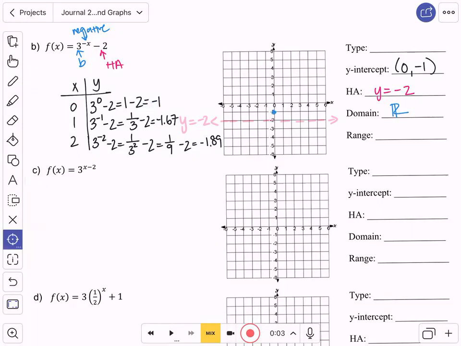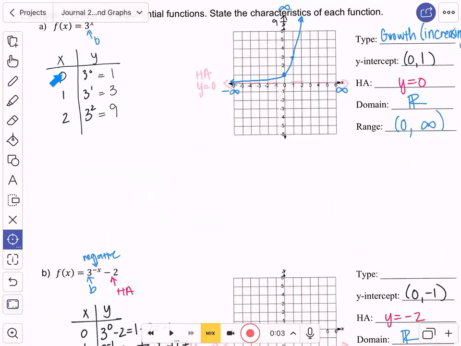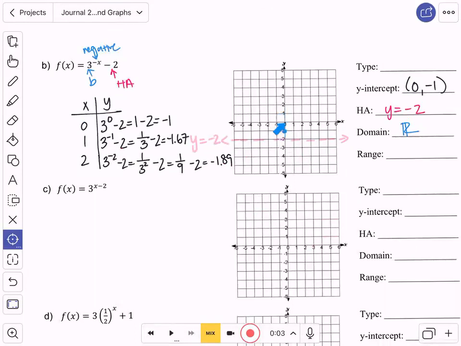And notice that like the original graph, if you look at the graph before at x equals 0, it was at 1, right? Whereas our x equals 0, it's at negative 1. It's shifted about 2 units down because of the y-intercept. It's shifting all the points down about 2 units. So this one here at positive 1, it's about negative 1.67.